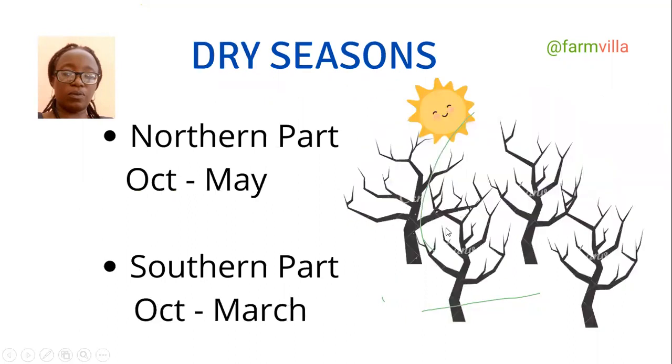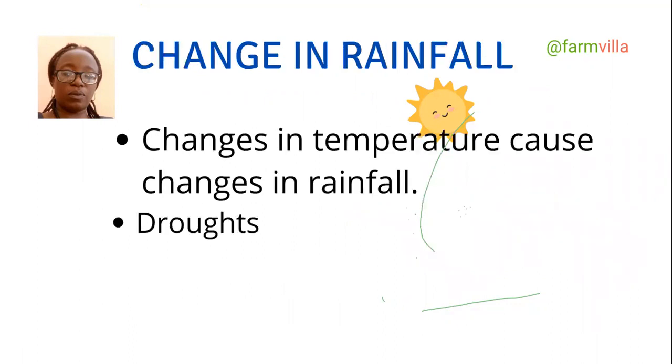Now, our dry season in the northern part is October to May, and in the southern part, October to March. I'm not explaining this again; I think I've explained them. Now, why are there changes in rainfall? When I was in secondary school, we were told these things I gave you just now.